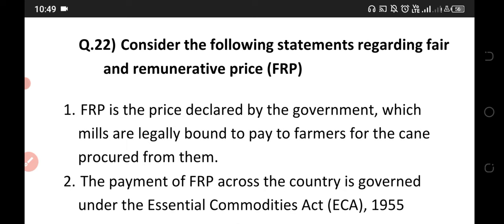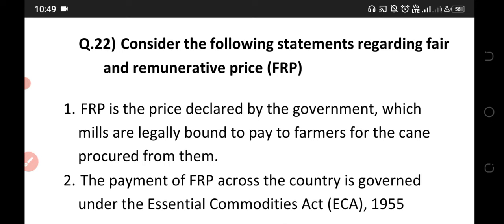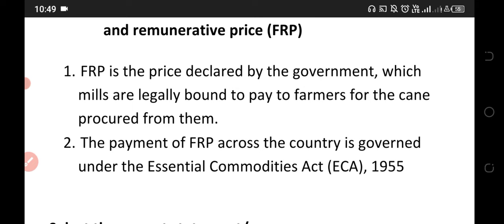Consider the following statements regarding fair and remunerative price, FRP. FRP is the price declared by the government which mills are legally bound to pay the farmers for the cane procured from them. The payment of FRP across the country is governed under the Essential Commodities Act 1955. I think both statements are right.